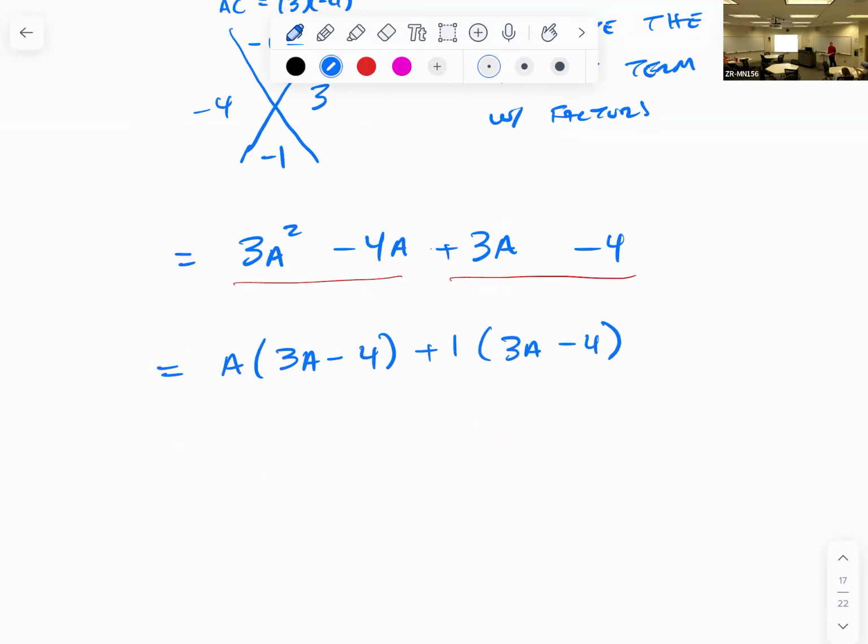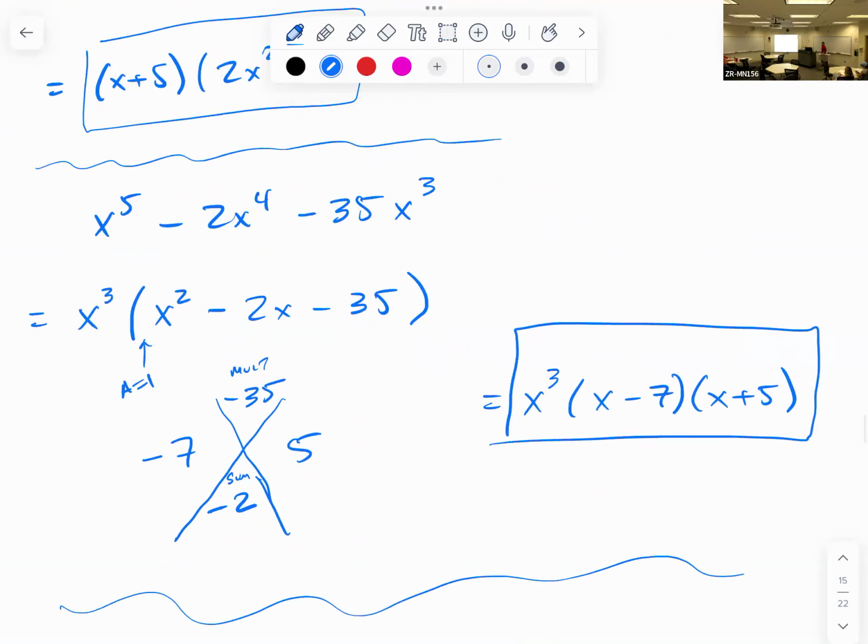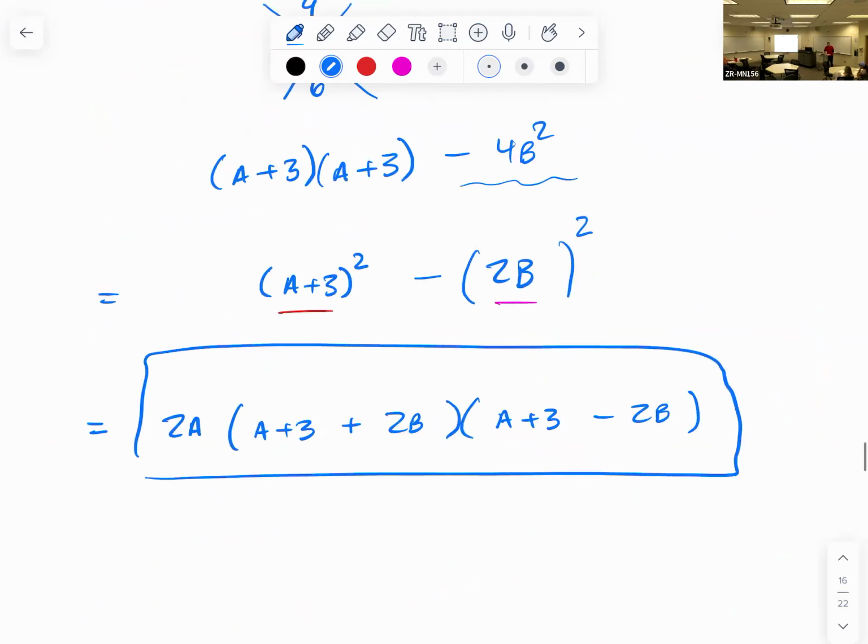How do we know when to use AC instead of the multiply and sum? Like the fourth problem, we didn't do AC. Excellent, because in this one A is 1. It's only if there's a number in front of the squared term that you cannot jump to the factors. That's why I was saying this is a simplified diamond. When A equals 1, I can jump straight from the factors, boom, to the polynomial. If there is a non-1 term in front, then you have to do the complete diamond.